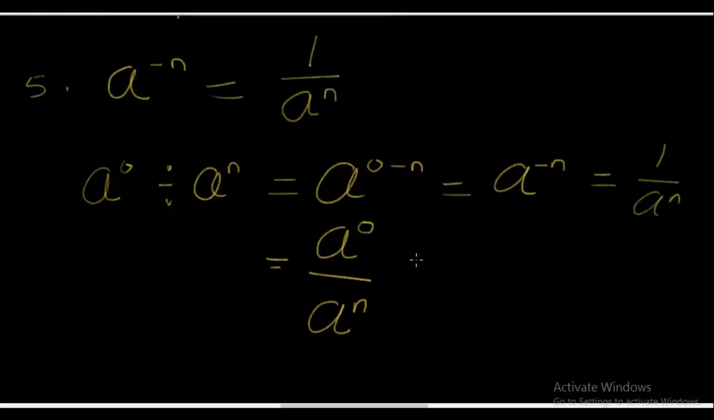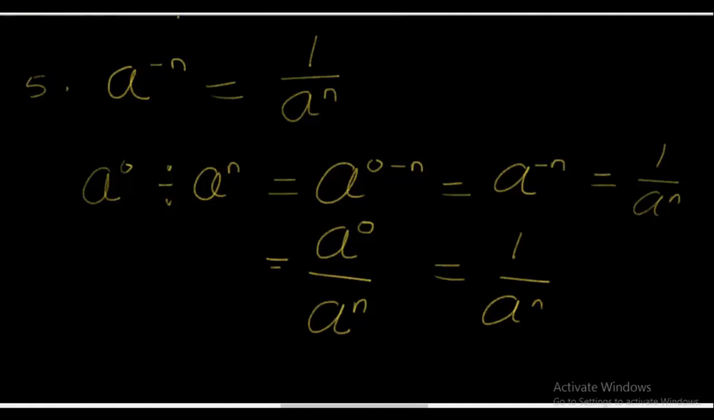A raised to the power 0 divided by a raised to the power n is the same thing as what we've done here. Now, this is the same thing as a raised to the power 0, which is equal to 1, over a to the n. I hope that is clear. So these are the circumstances that will lead you to a raised to the power minus n is equal to 1 over a to the n. That is rule number 5.